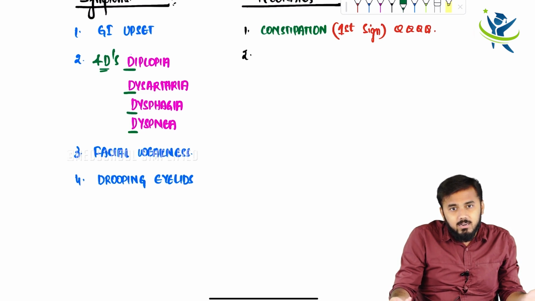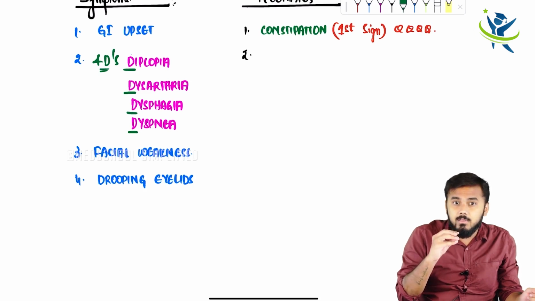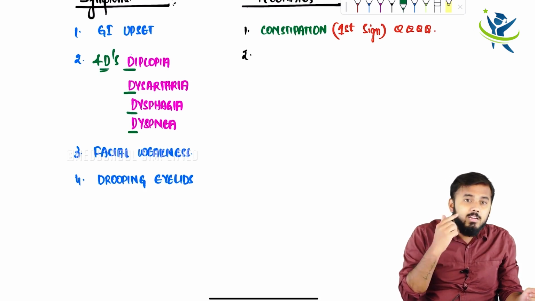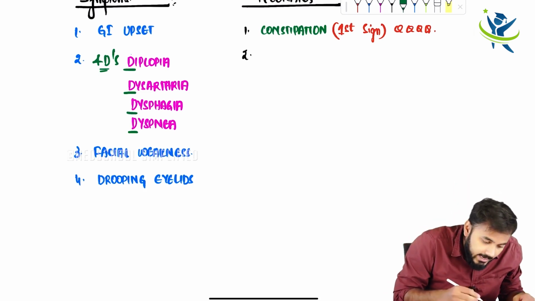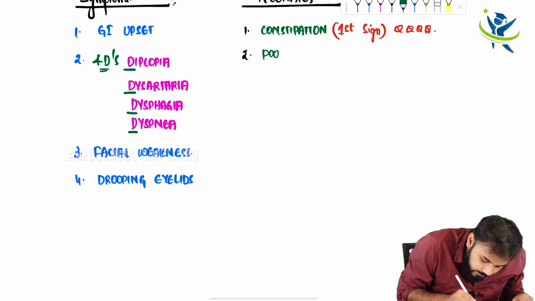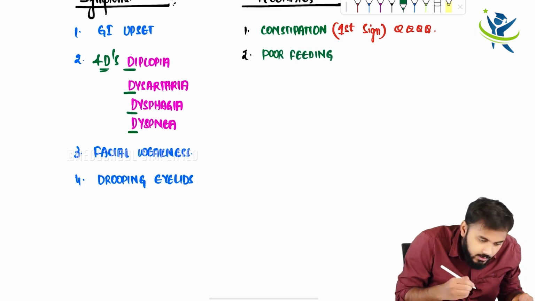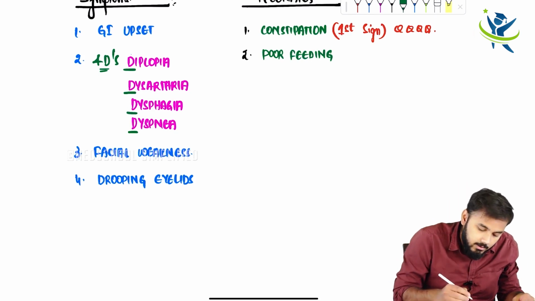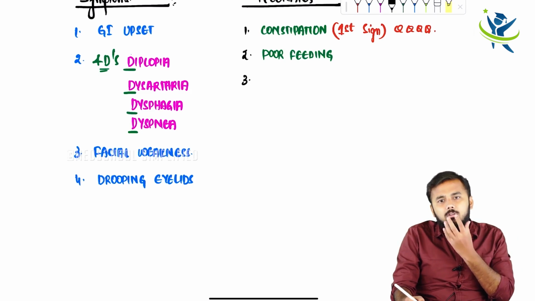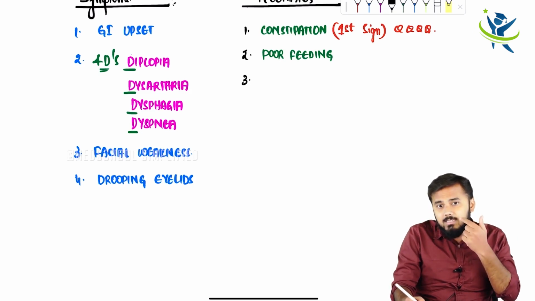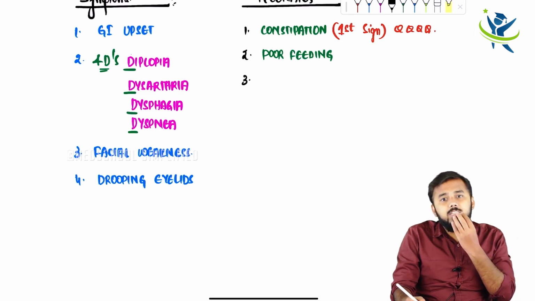A neonate only cries, right? So how are you going to identify? You identify based upon the sucking capacity of the milk. As the muscles become weak, do you think the baby can suck the milk? No. So can I write it as poor feeding? Why poor feeding? Because of diminished sucking.